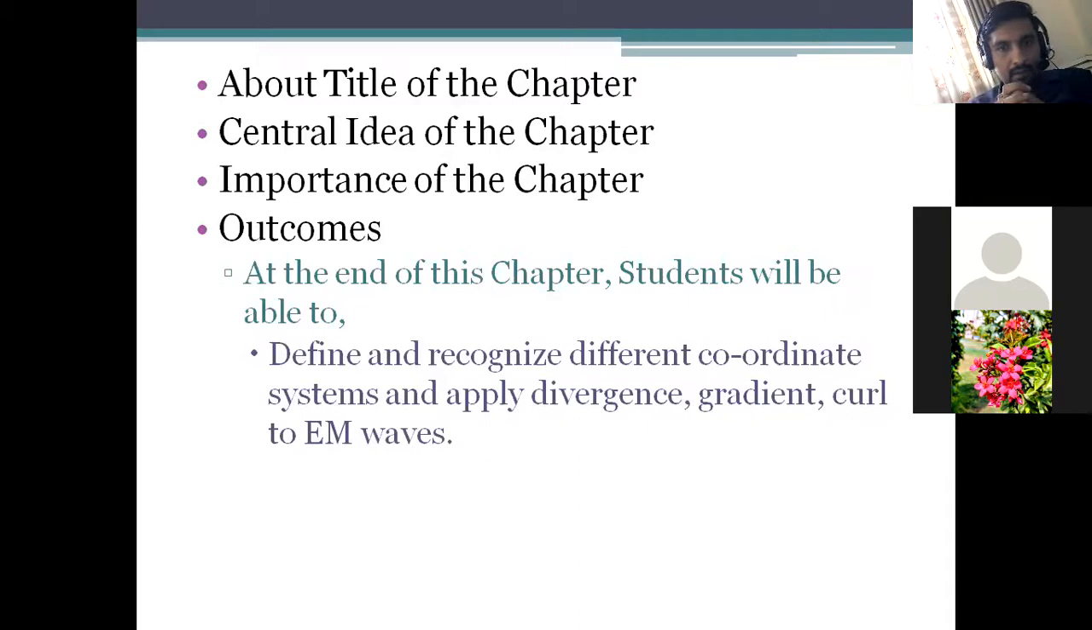So the outcome: at the end of this unit, you will be able to define and recognize different coordinate systems and apply divergence, gradient, and curl to EM waves. EM waves means electromagnetic waves. So these are the outcomes of this particular unit.